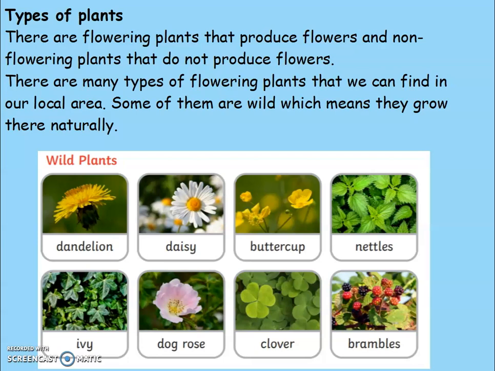Today we're going to look at the different types of plants. There are two main types of plants: flowering plants that produce flowers and non-flowering plants that do not produce flowers. And of the flowering plants, there are two more categories. Some are wild, which means they grow naturally. So you might recognise dandelions, daisies, buttercups, nettles, brambles, clovers, dog rose or ivy. These are all wild plants.